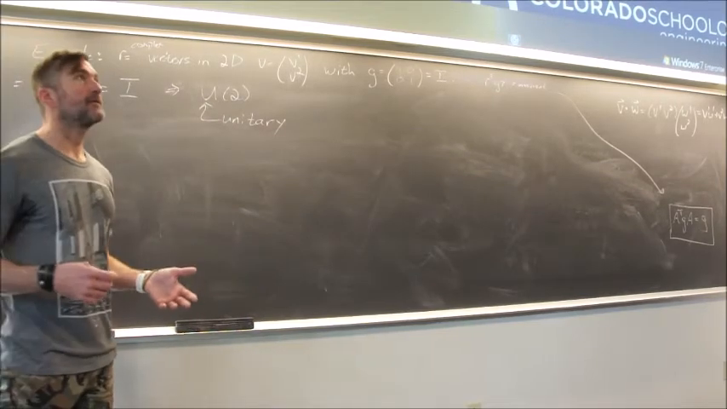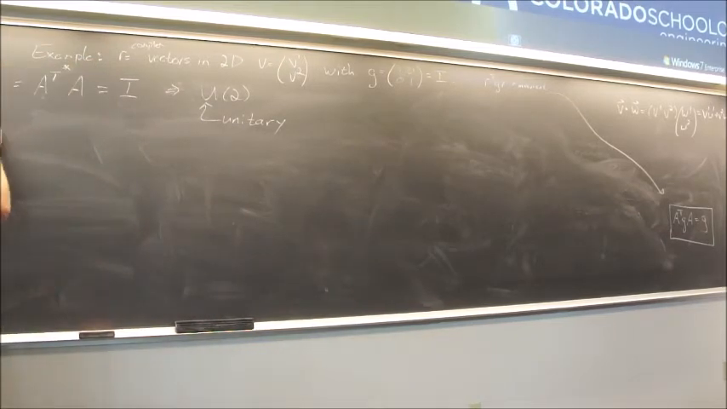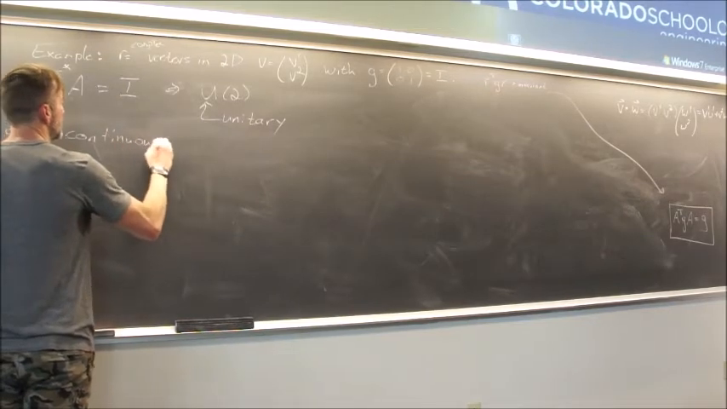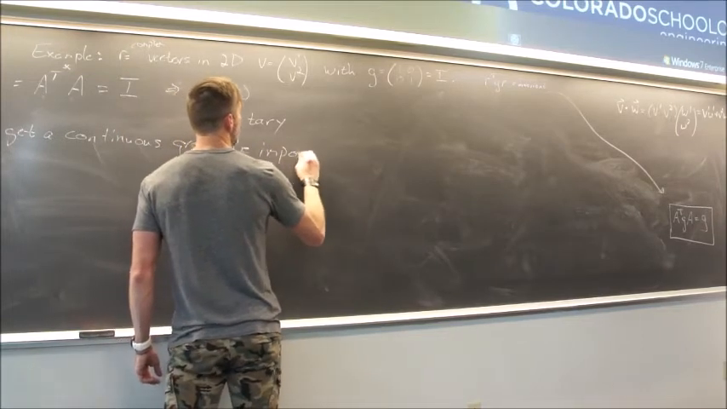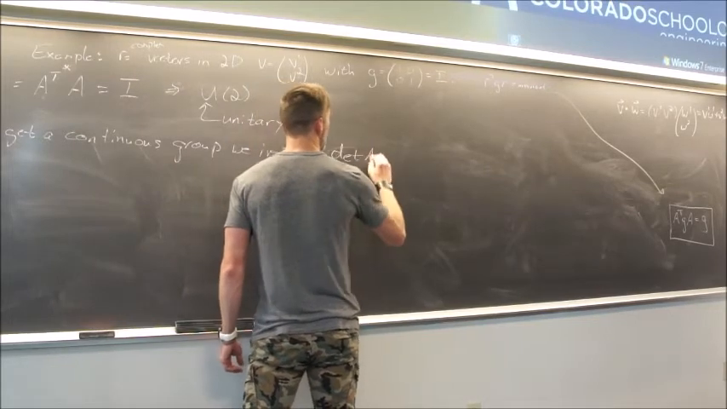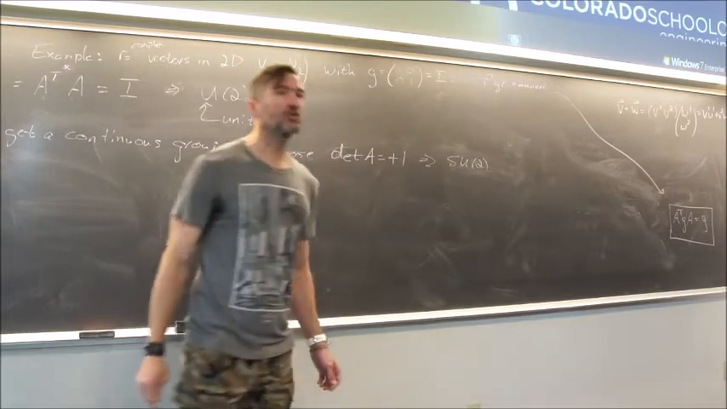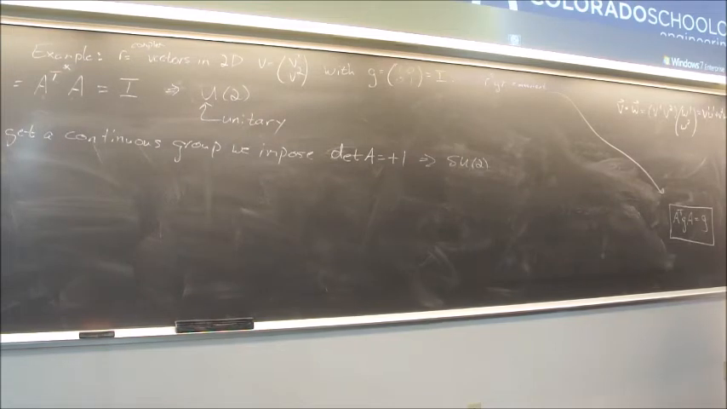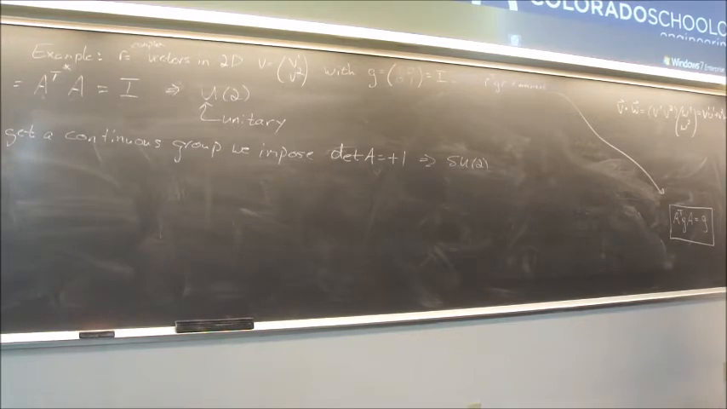If you take the determinant, I don't want to play out the details again, but to get a continuous group, we impose the specialness condition that the determinant of A equals plus one, and then this leads us to SU2, the special unitary group in two dimensions. Okay. And again, the reason we need the specialness is to get rid of these sort of reflections along these complex axes and so forth.